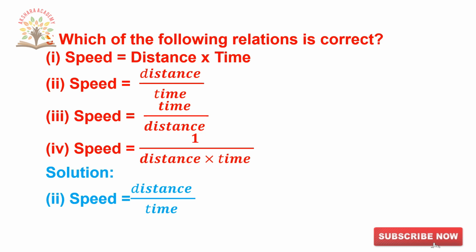The formula for speed: rate of change of distance is called speed, or rate of change of motion is known as speed. So speed is equal to distance by time. This is the correct relation between speed, distance and time. So which one is correct? Second option is correct. Speed is equal to distance by time. Next we'll go to the next one.